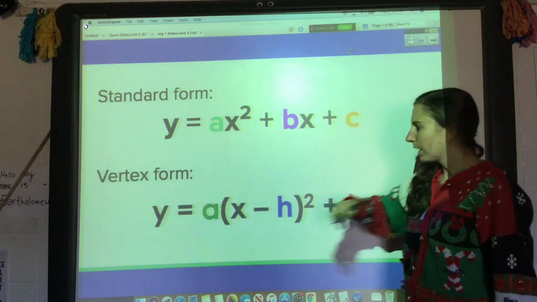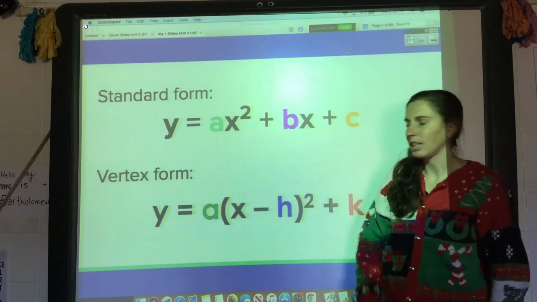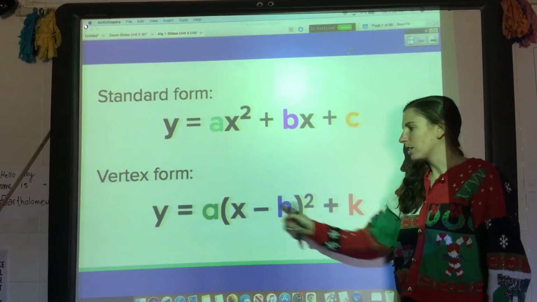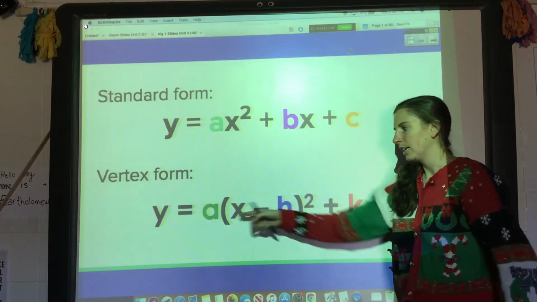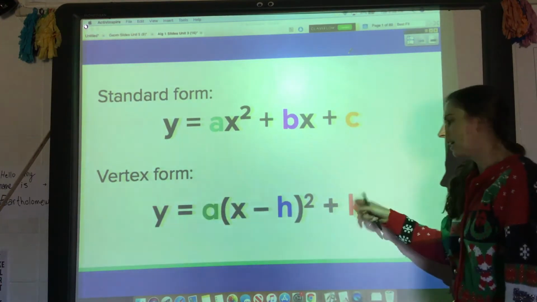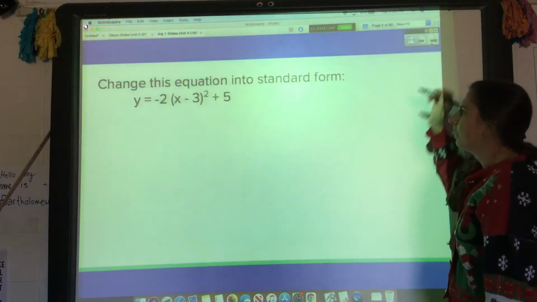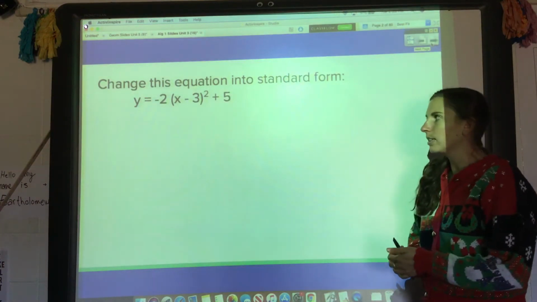We're going to start by going vertex to standard because that one's easier. All you have to do is just expand it out. Do x plus whatever squared, distribute whatever might be in front, add the thing on the end, and you're done. So we'll just go through a few examples of this.